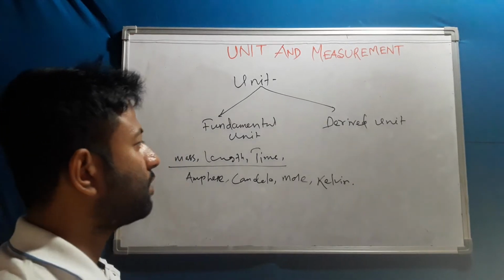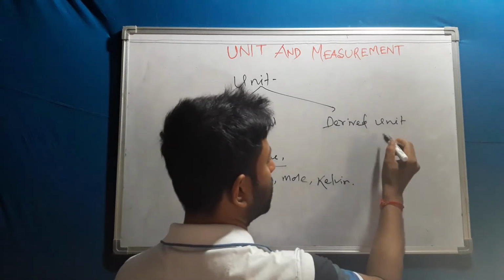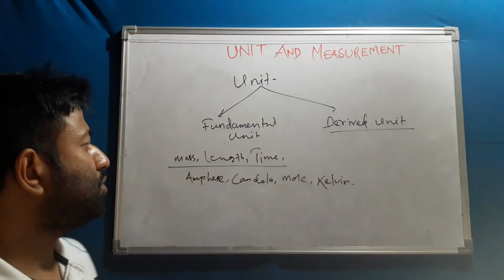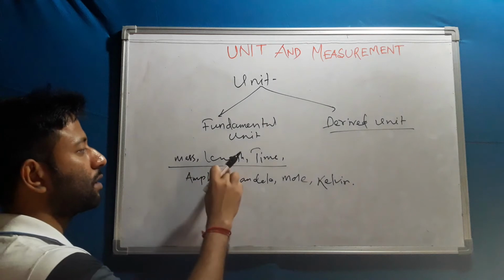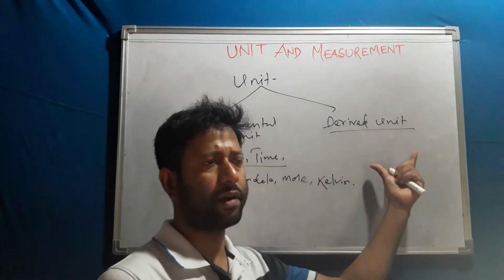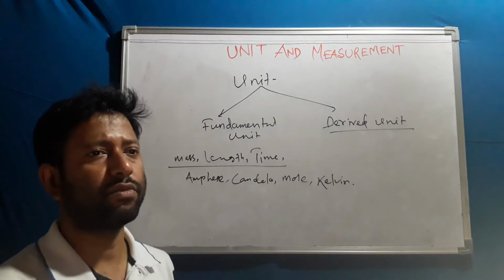And what is a derived unit? A derived unit is a unit which is developed using these units, that is length, mass, time, etc. Using these units, other units are developed, and such kinds of units are known as derived units.